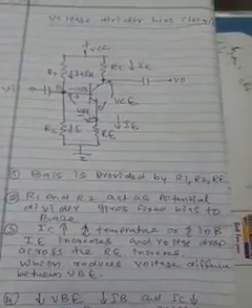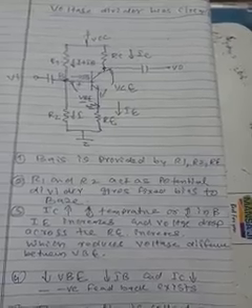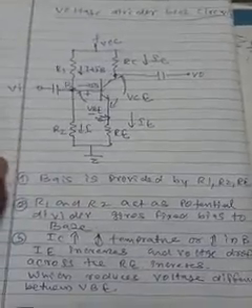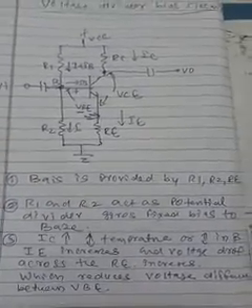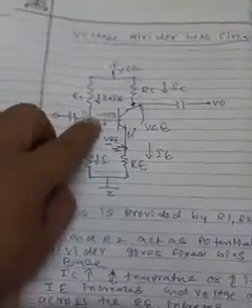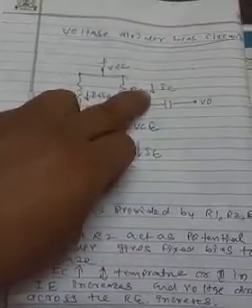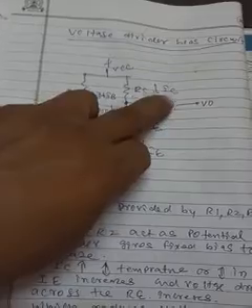So the point to be noted here is that the bias is provided by, as I told, R1, R2 and RE. R1 and R2 act as a potential divider, giving the fixed bias to the base. Here we have to give the fixed bias. What is happening here is that the collector current IC changes or fluctuates because of the temperature and because of the change in beta.